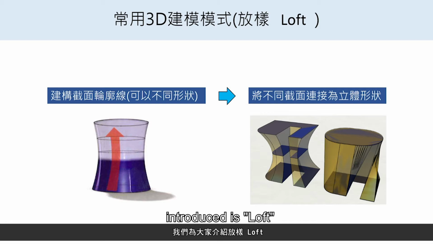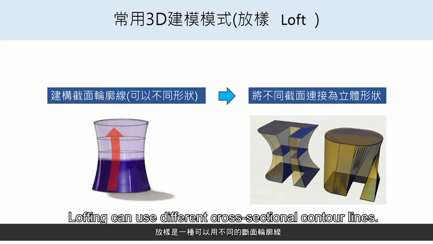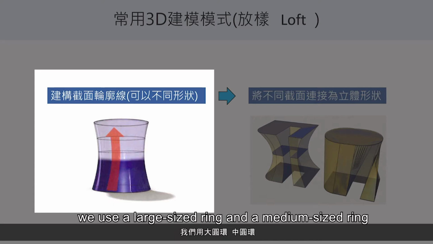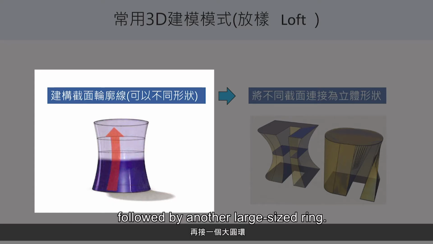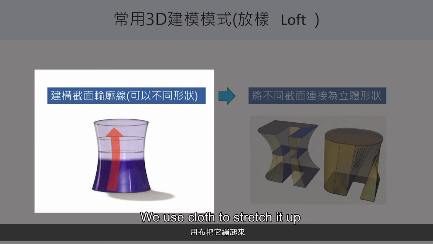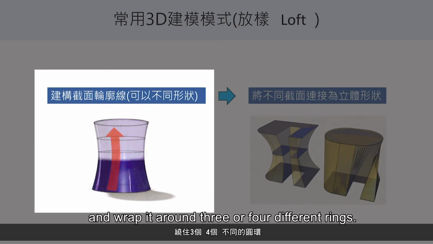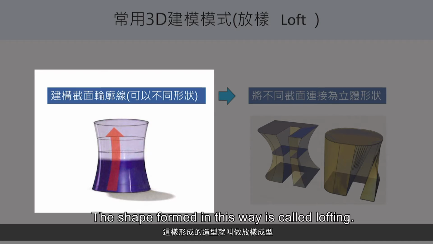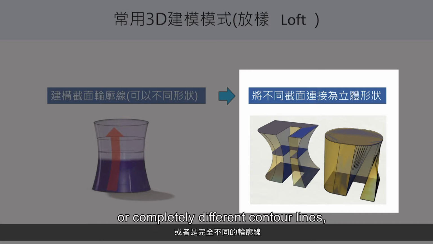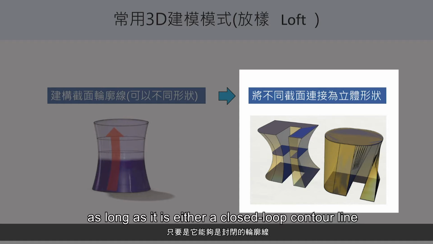The third commonly used 3D modeling command introduced is loft. Lofting can use different cross-sectional contour lines. For example, we use a large-sized ring and a medium-sized ring followed by another large-sized ring. Each ring is a bit like the concept of making a lantern. We use cloth to stretch it up and wrap it around 3 or 4 different rings. The shape formed in this way is called lofting. Therefore, we can use the same contour line or completely different contour lines as long as it is a closed loop contour line.